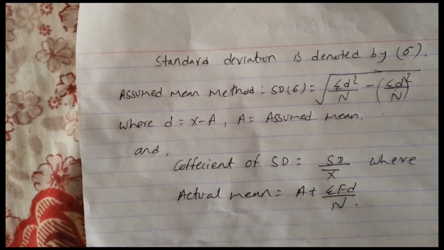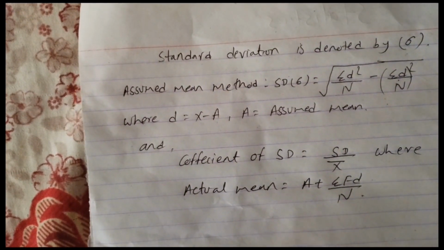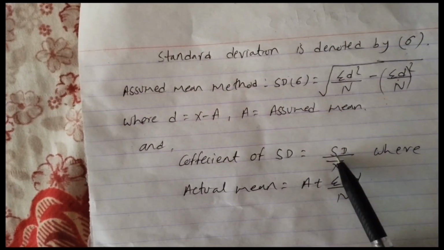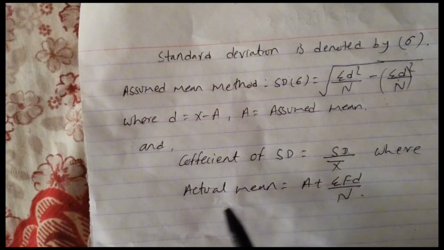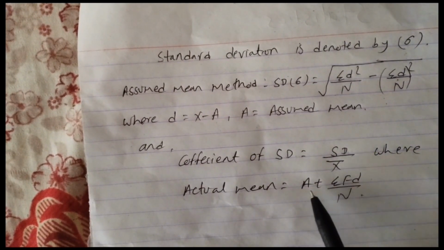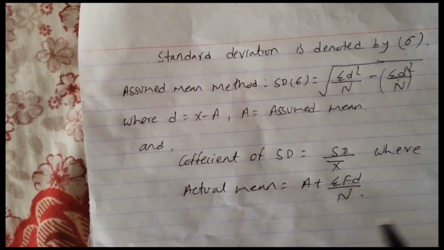To calculate the coefficient of standard deviation, we use the formula SD upon mean, where the actual mean, x bar, equals a plus summation fd by n.